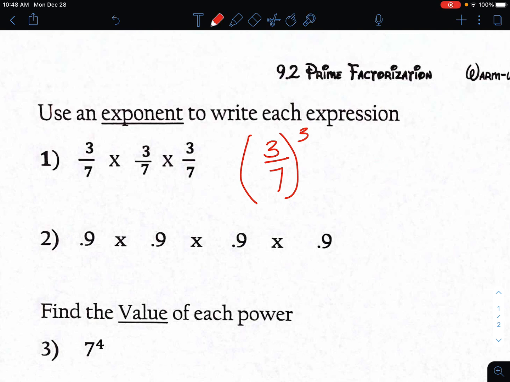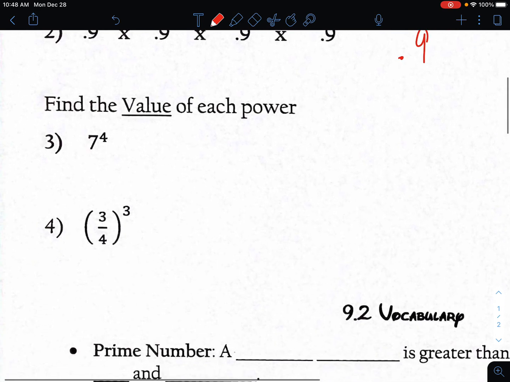All right, next one. We've got 0.9 times 0.9 times 0.9 times 0.9. Nothing crazy there. It's just 0.9 to the fourth, and that's it because there are 4 of them. Find the value of each power for question number 3.